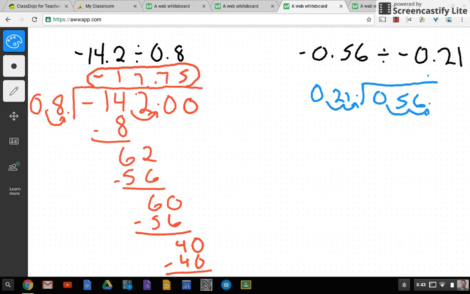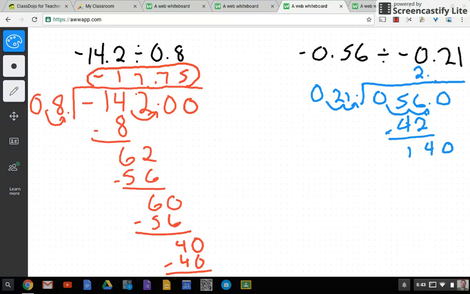And I always like to put a little arrow at the end of it to show that I have moved it there. So here we go. 21 cannot go into 5, but it can go into 56. I know at least 2 times. So 2 times 21 is 42. When I subtract right here, I get 14. Remember, drop a 0, drop it down, keep going.